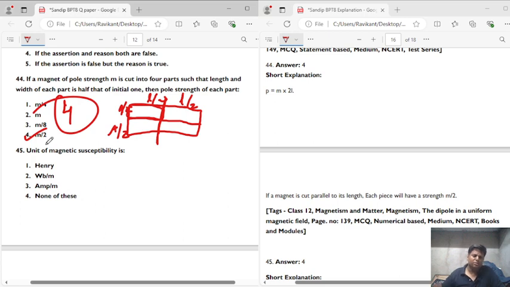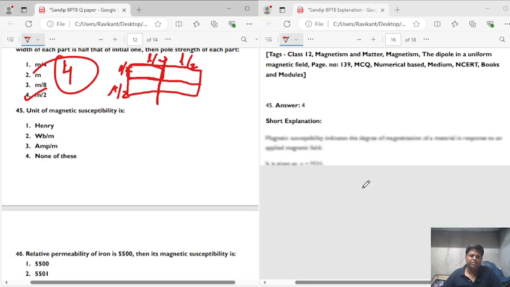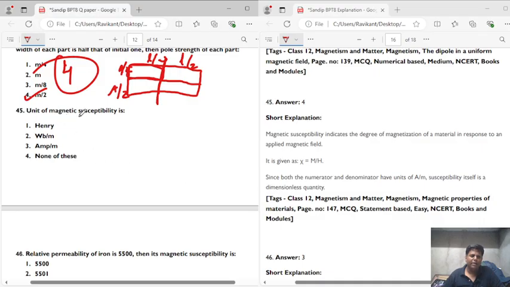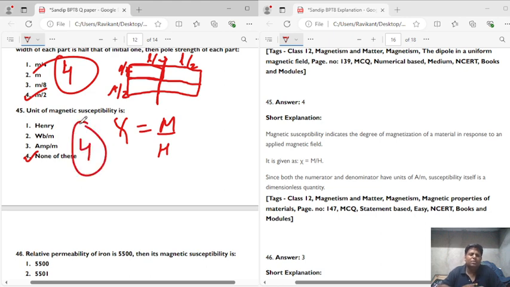Now let's come to question number 45. Question number 45 says unit of magnetic susceptibility is. Magnetic susceptibility is a unitless or dimensionless quantity. So it has none of these, right? Because magnetic susceptibility is equal to M upon H, and both have the unit ampere per meter, right? So ampere per meter and ampere per meter cancel out and we get no unit. So this is a dimensionless quantity. So the correct answer for question number 45 is option number 4.